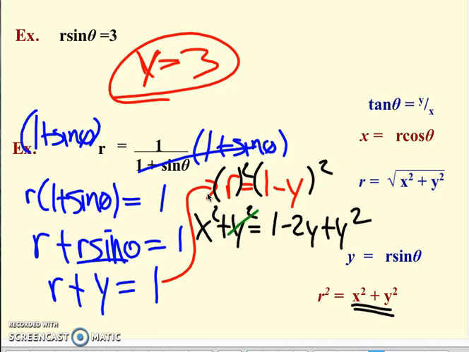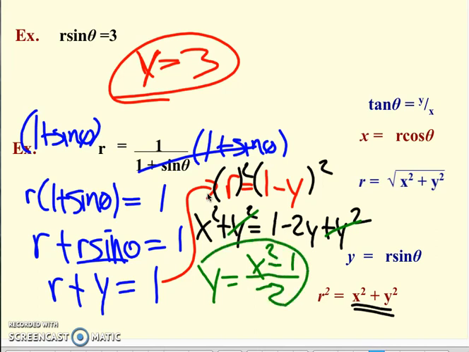Now solve this for y. Well, the y squareds would drop. Subtract 1, divide by negative 2. You're going to get, now that's a rectangular equation. It actually turns out what I have is the equation of a parabola. It's quadratic. So that polar equation, the original one, was actually the equation of a parabola.